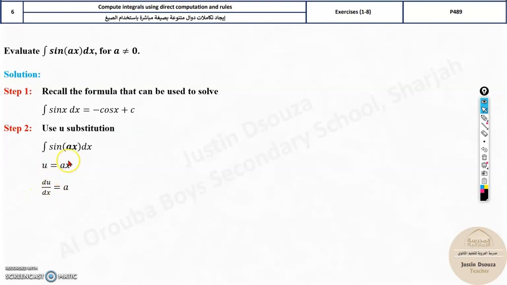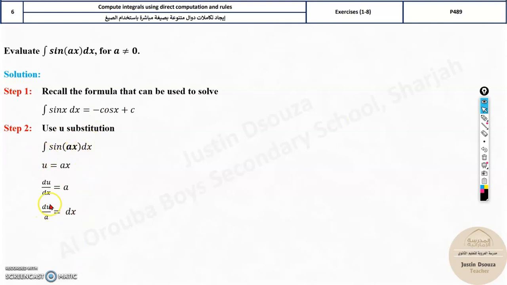Then differentiate. du by dx would be just a, because for any constant multiplying an x term or x squared, the constant remains as it is and only the x is differentiated. The derivative of x is 1, so you're left with du by dx equals a. Then just take this dx to the other side and bring the a to the other side. So now you know what u is and what dx is.